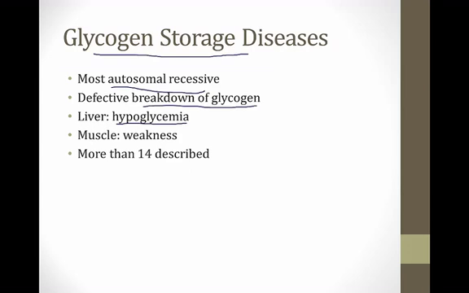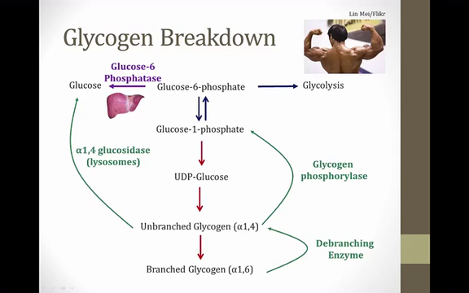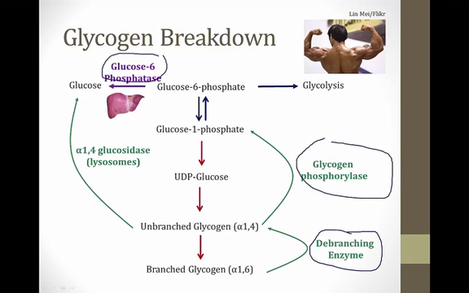In the muscles, if you can't break down glycogen, you can get weakness, and there are more than 14 glycogen storage diseases that have been described, but there are 4 that they are going to test you on the USMLE Step 1 exam, and that's because these 4 relate to the enzymes involved in breaking down glycogen. If we go back to our overview slide of glycogen breakdown, I showed you that there are 4 enzymes involved. There's the debranching enzyme, glycogen phosphorylase, glucose 6-phosphatase, and the lysosomal enzyme 1,4-glucosidase.